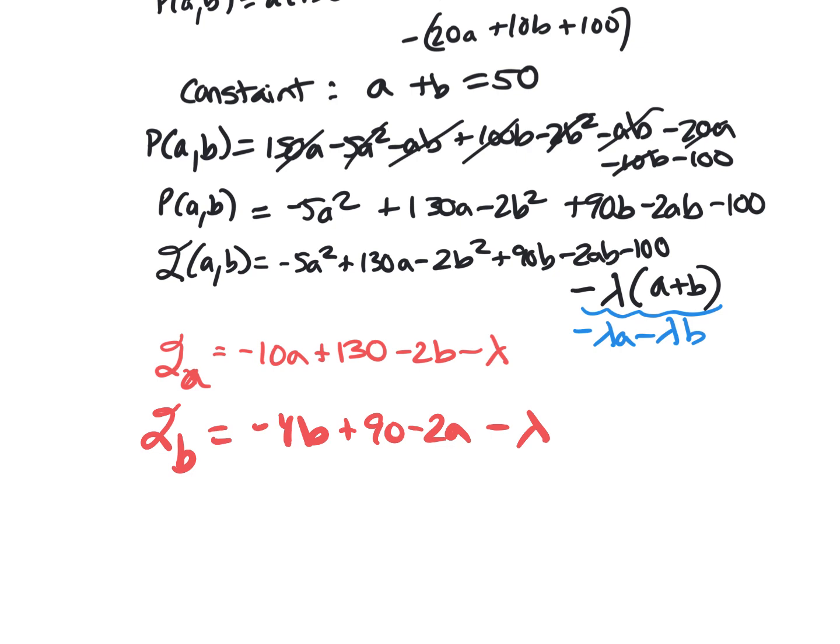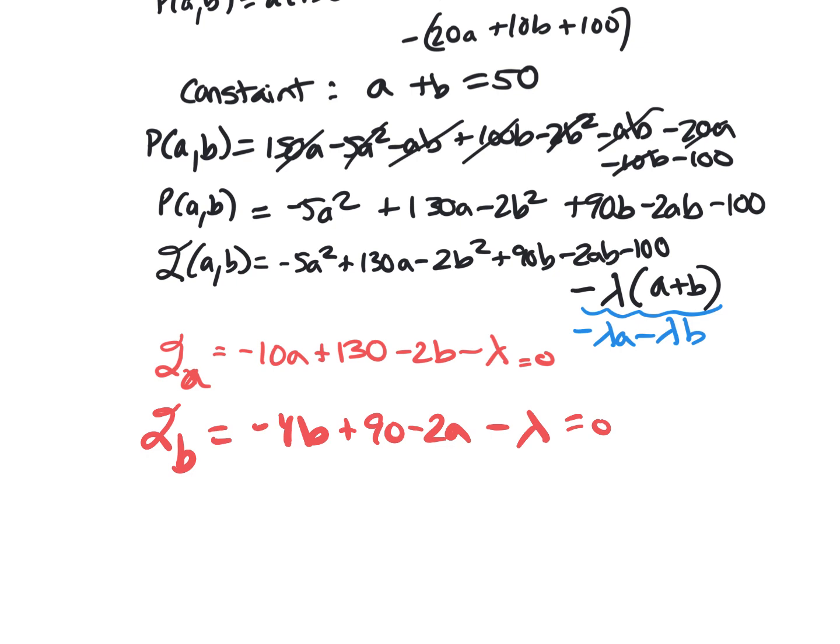Okay, good times. All right, so set each of these equal to 0. In this case, we're not going to be able to factor, and both of them have both A and B in them. So this is going to be a type where we're going to find a relationship between A and B.